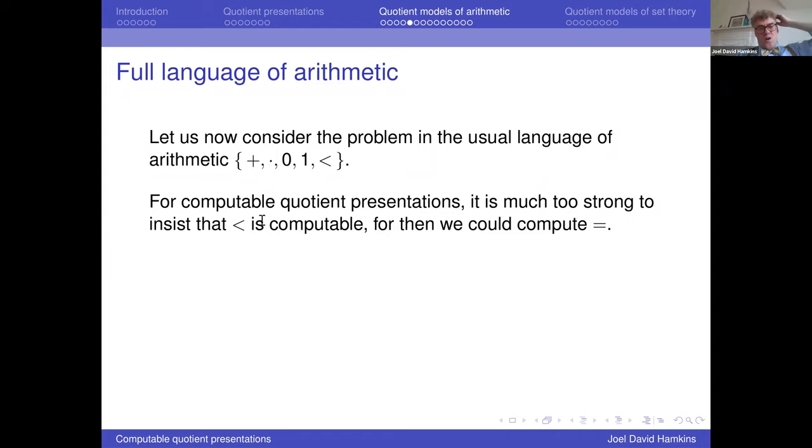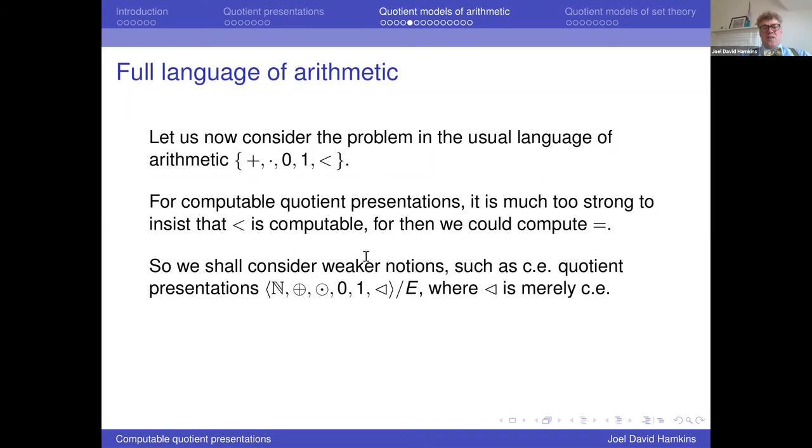Now, of course, it's much too strong if we insist that less than is computable, because then we could compute equality. If less than is computable, then to be equal just means that neither one is less than the other. And so if I could compute less than, then I could compute equality. And so I'm not really doing a quotient.